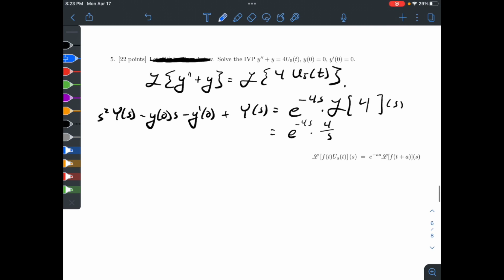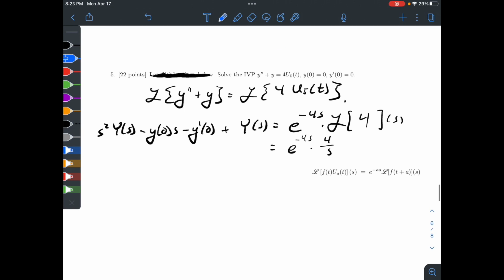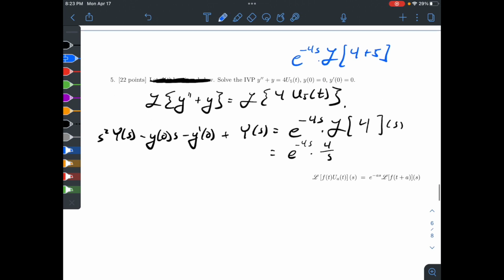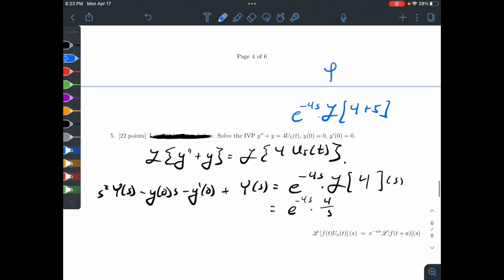Of course, the common mistake that I saw on this problem last semester was people would get e to the negative 4s times not L of 4, but they do like 4 plus 5. They're adding 5 to their f of t, but that's different. Sorry, I was explaining stuff wrong earlier, but the conclusion was correct.